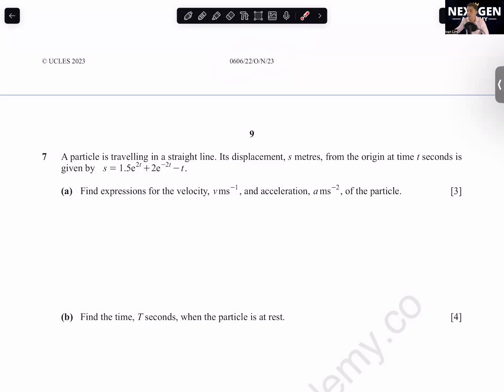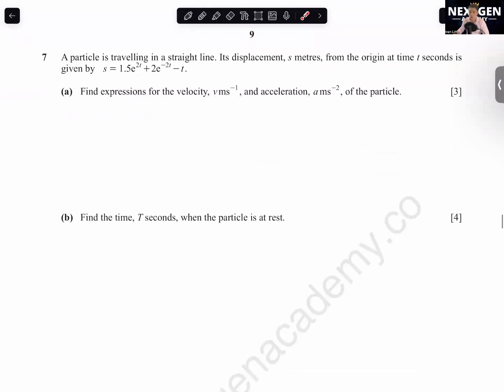Question 7a. A particle is traveling in a straight line. Its displacement s meters from the origin at time t is given by s equals 1 minus 5 e to the power 2t plus 2e to the power negative 2t minus t. Find expressions for the velocity and acceleration of the particle.